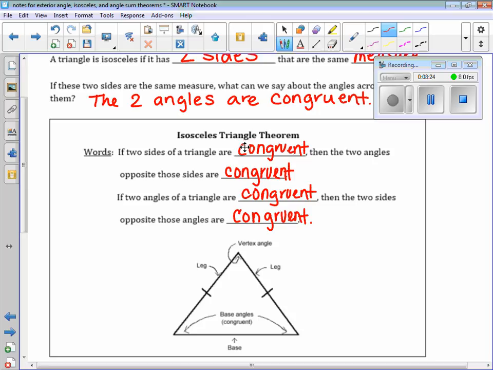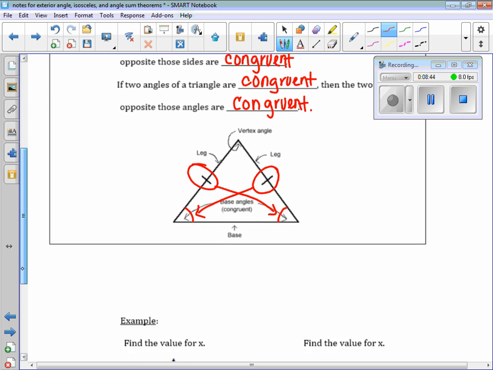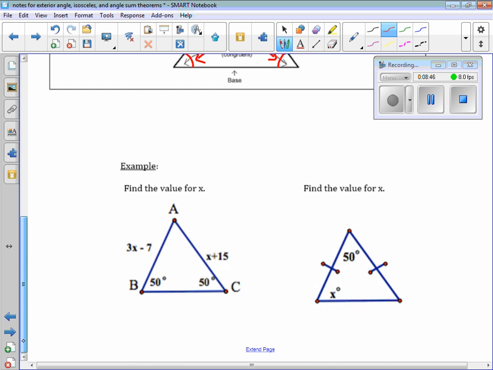So we have our picture here. We have these marks right here, which tell us these two sides are congruent. So if we go to the opposite angles, those two angles are also congruent. So we put our marks for congruence. So we have two examples.